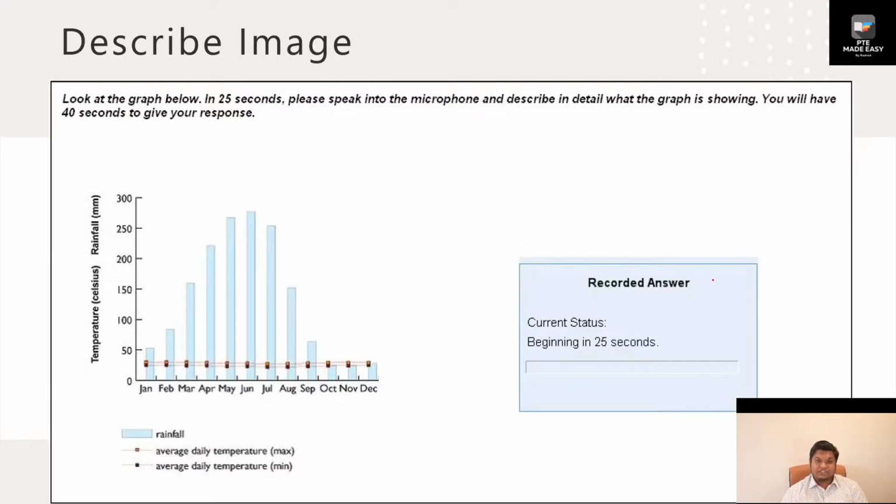Now, next question type is describe image. This is a very challenging question type for a lot of students. But don't worry, there are easy fixes for this question type.